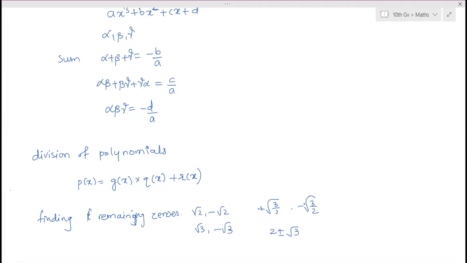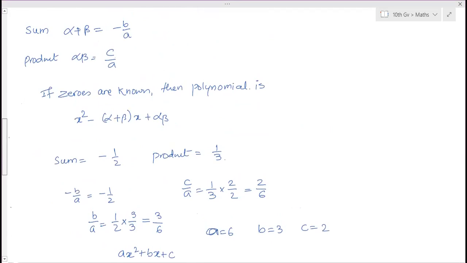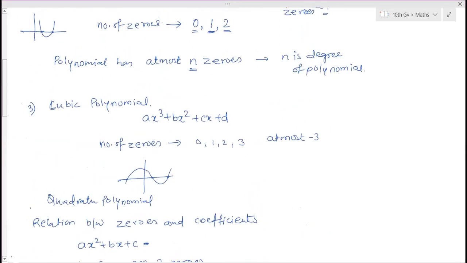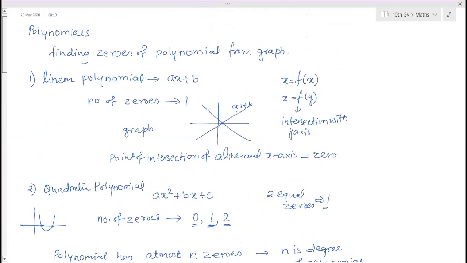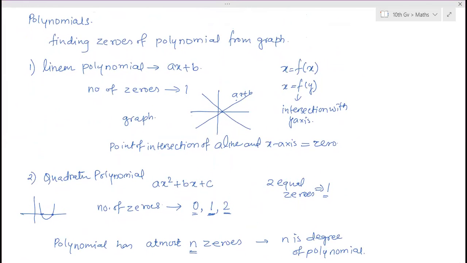Anyone has problem in finding zeros? No, ma'am. Others? No, ma'am. Why are others so silent? Are they sleeping? No, ma'am, we're listening. Any question on this polynomials? Do you have any doubt? No, ma'am. You can write down these points.